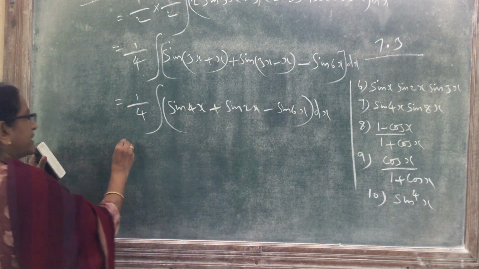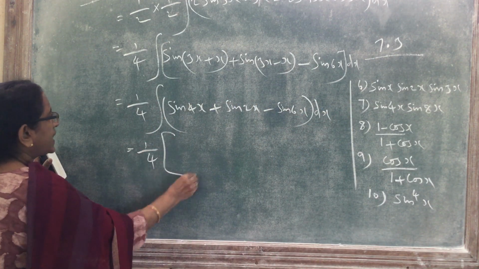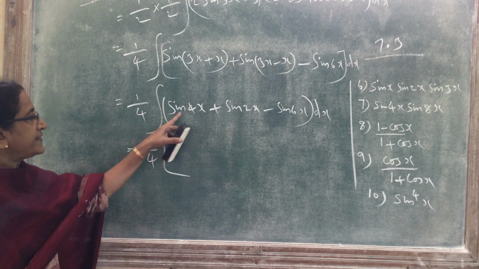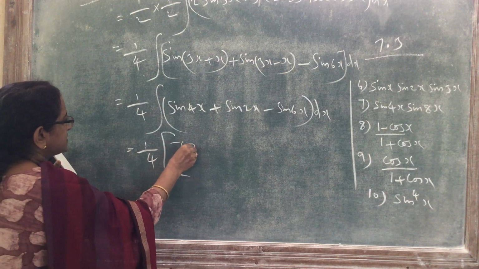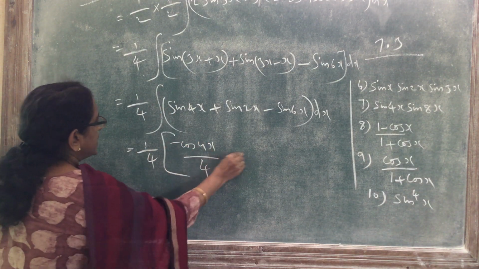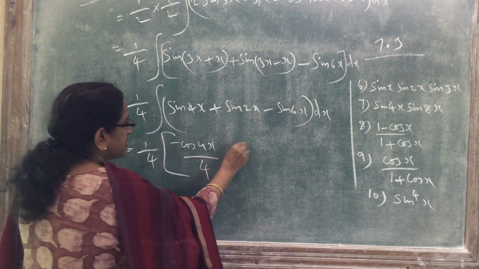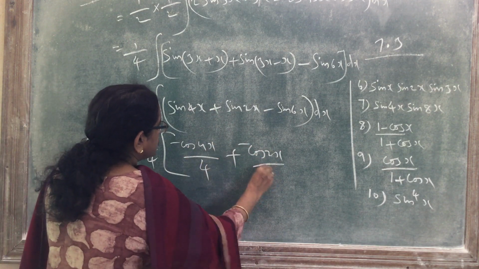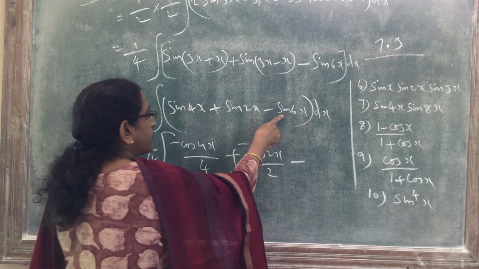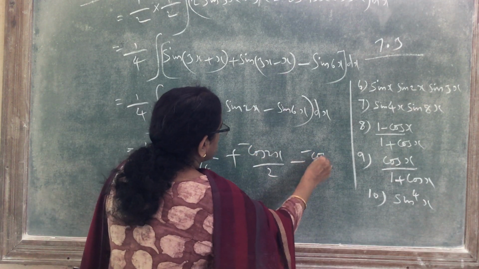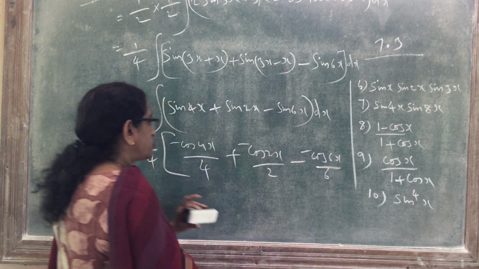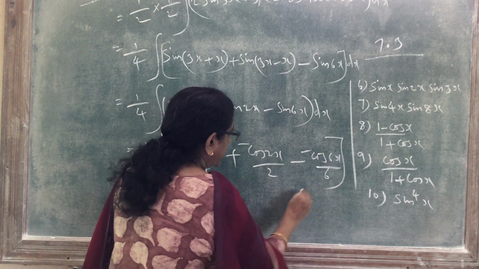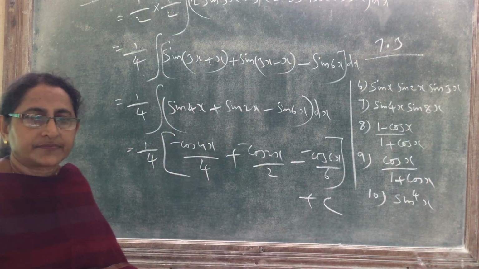Now directly write the integral, 1 by 4 into integral. What is the integral of sin 4x? Minus cos 4x by 4, plus the integral of sin 2x, minus cos 2x by 2, minus the integral of sin 6x, minus cos 6x by 6. So we wrote the integral. Then write plus c. That's the answer.